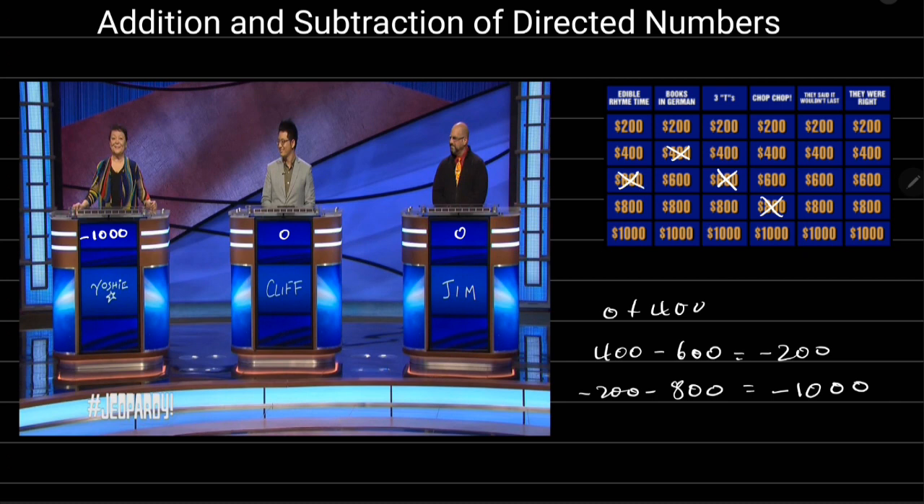Yoshi chooses again, and she chooses rhyme time for 600. Yoshi rings in, and this time she's confident and she gets it correct. So that means she'll have negative 1,000 plus the 600 that she got. So she'll still be in the negative, at negative 400.